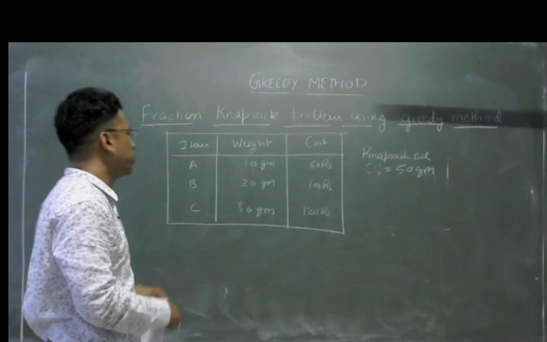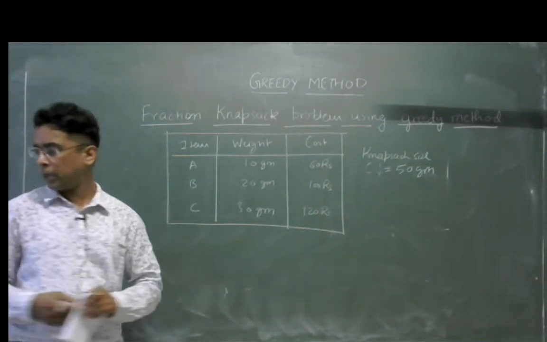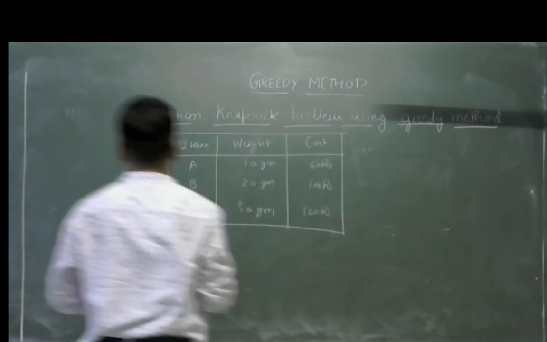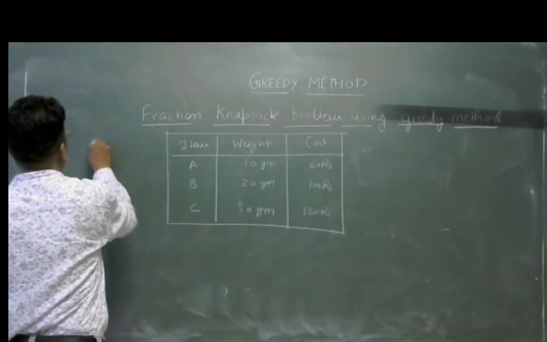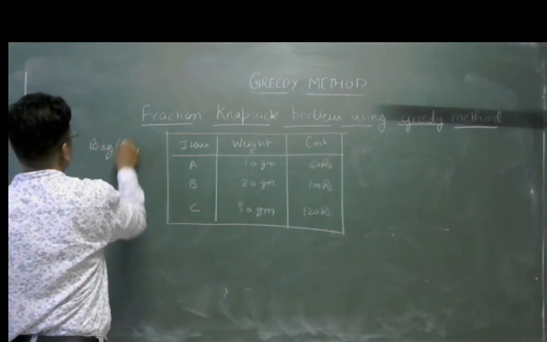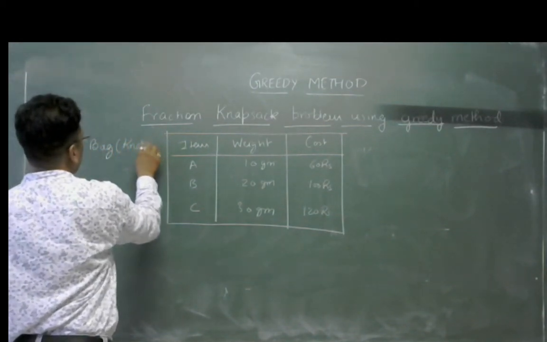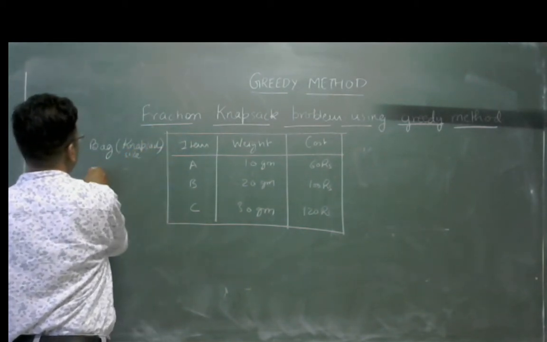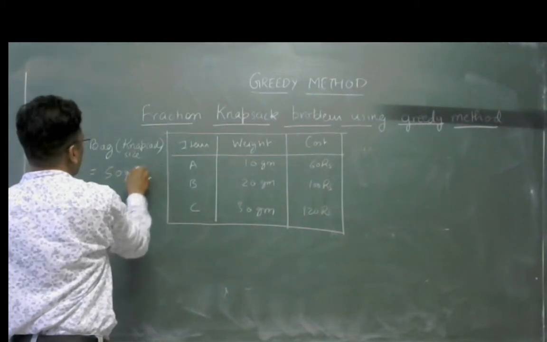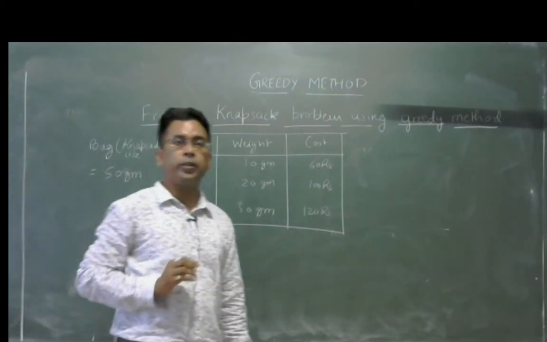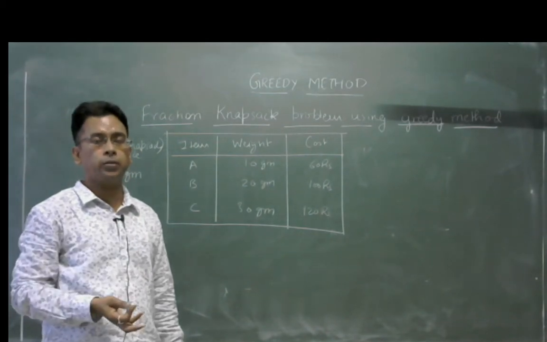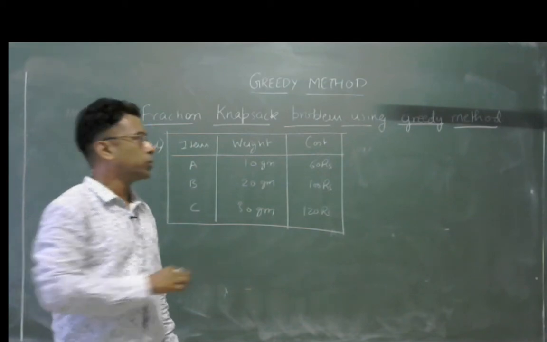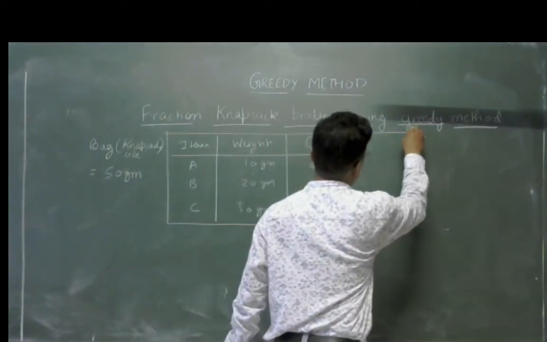So what you will do here, you shall find out. I am writing it on this side: bag capacity or knapsack, whatever you want to say, sack size is equal to 50 gram. So we want to fill the bag with the most valuable item first, as in the case of a thief, who first picked gold in his bag. So here we shall find out the most valuable item.